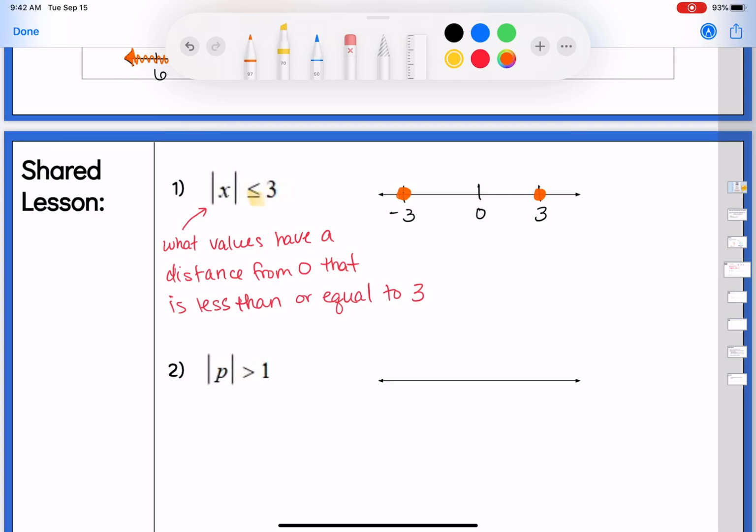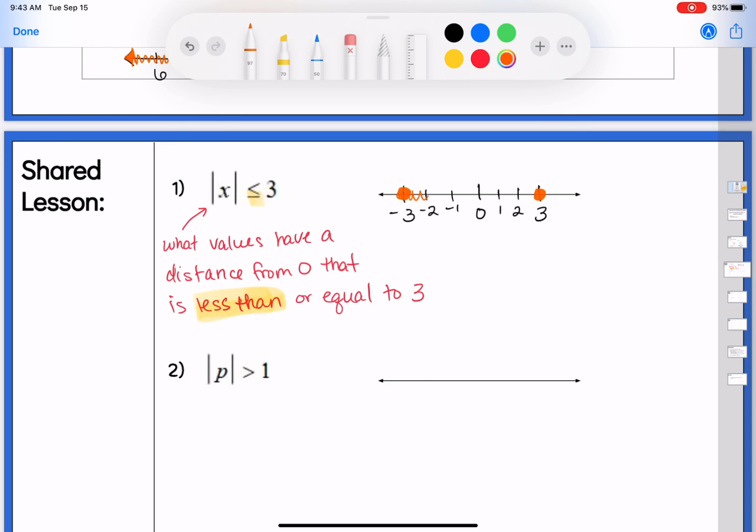I'm talking about less than or equal to. So where are my numbers that have a distance that's less than 3 units away from 0? Well, what if I had a point here at 2? That would be 2 units away. That's less than 3 units away, right? Or -2 would have a distance less than 3 units away, or -1 or +1, right?